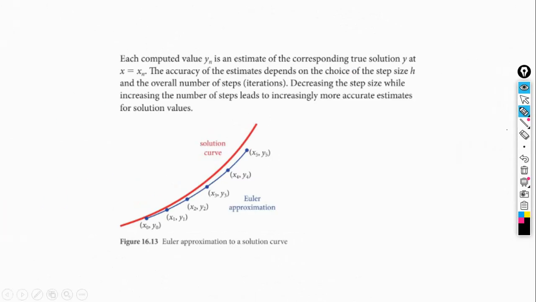Each computed value, y sub n, is an estimate of the corresponding true solution y at x equals x sub n. The accuracy of the estimates depends on the choice of the step size h and the overall number of steps or iterations. Obviously, decreasing the step size while increasing the number of steps or iterations leads to increasingly more accurate estimates for the solution values. So this is the real curve, the solution curve right here, and this would be Euler's approximation. Notice that the dots are the points that you find using this method.